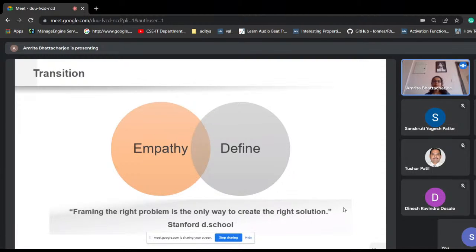Then from the empathy phase, we move towards the define phase. As said by the Stanford d.school, framing the right problem is the only way to create the right solution. The define phase is a very important phase where, after empathizing with your user, you try to understand again what the main issue is. If you are not able to define the problem properly, it is very difficult to come up with the right solution. Defining means creating the aim of your project. Once you find out what you are going to solve, it's easier to solve that problem, or at least to address it.